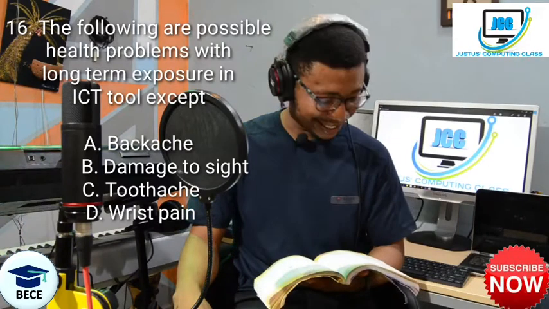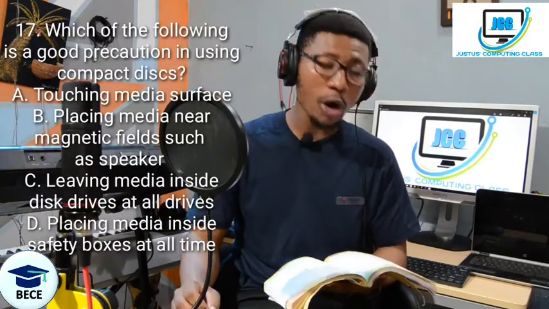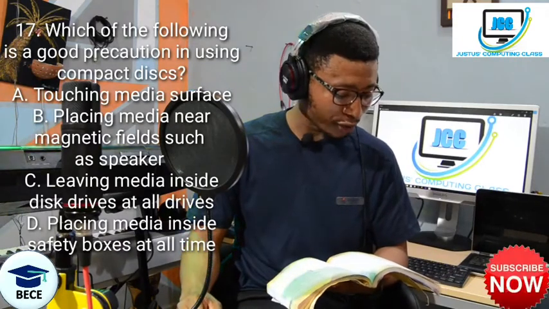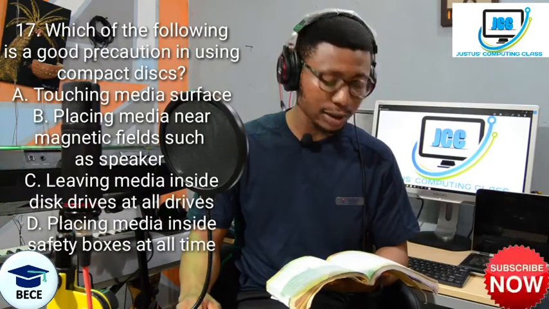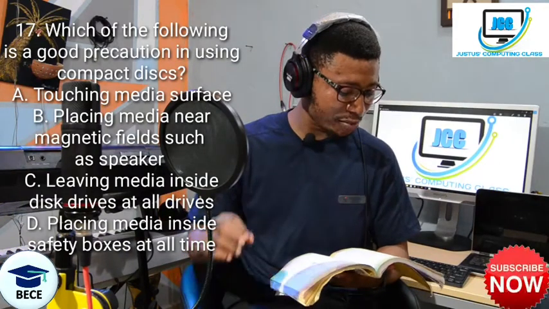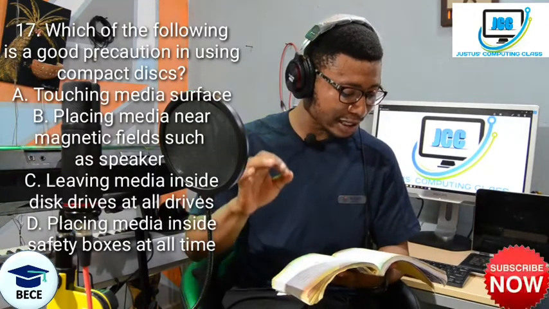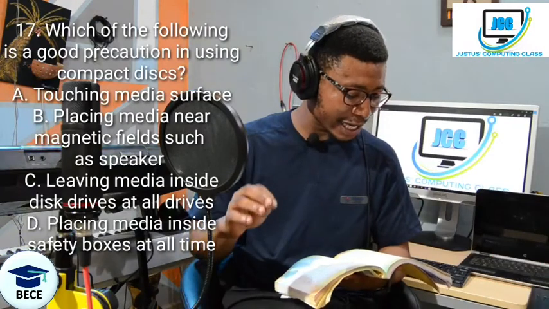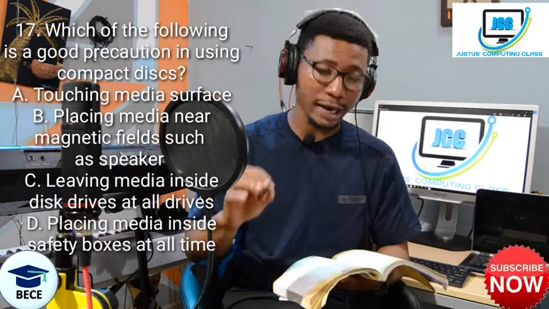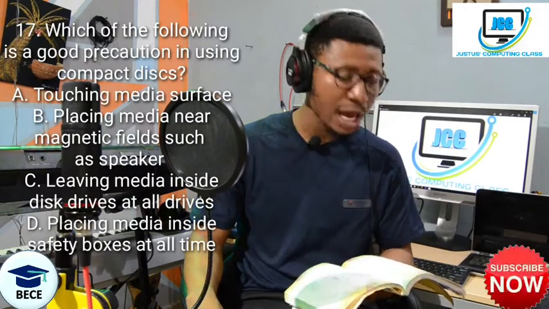Question 17. Which of the following is a good precaution in using compact discs? A. Touching media surface, B. Placing media near magnetic field such as speaker, C. Leaving media inside disk drive at all times, then D. Placing media inside safety boxes at all times.